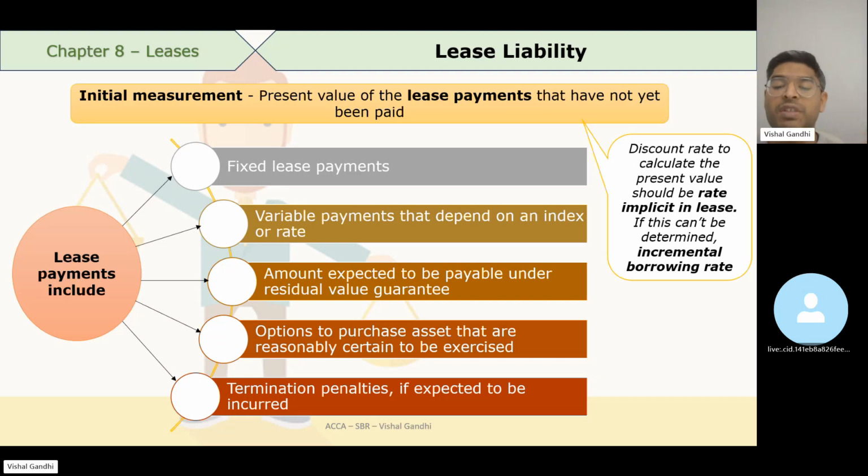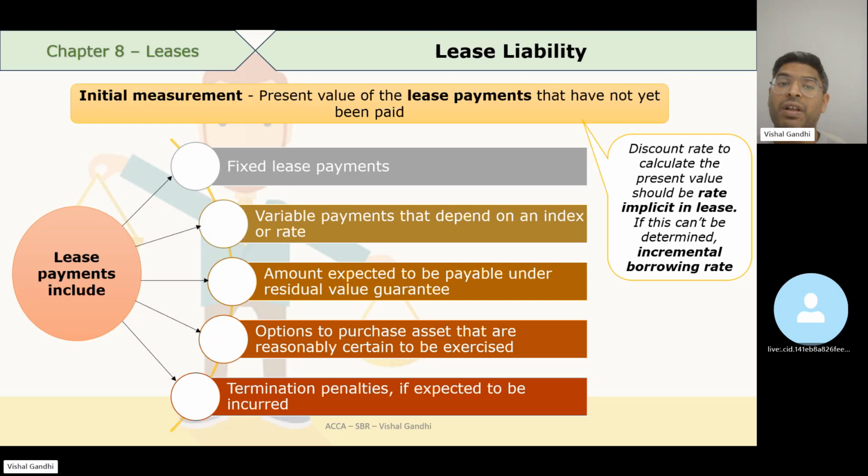And the last one is termination penalties, if expected to be incurred. If there are any termination penalties and we are expecting them to be incurred, then we need to include them in the lease payments. So these are the five components of lease payments, and we need to take the present value of all these components taken together. That will give us the initial value of the lease liability.